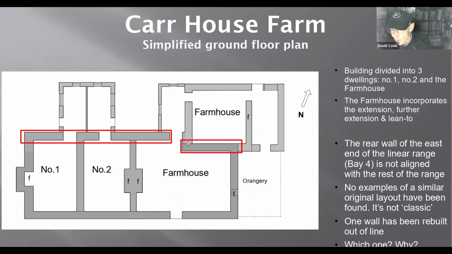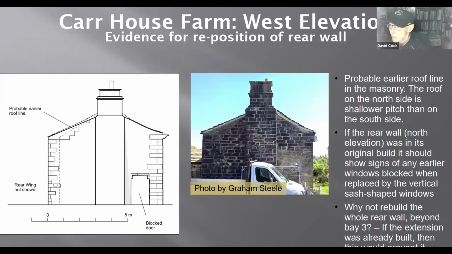And what is the reason for this? I'll come to that. Has one wall been rebuilt out of line? Is this the original wall? I don't think so because there are no early features in it. Was this the original wall? We can't tell because it's covered by the farmhouse. We'd have to use other evidence. How about the gable?